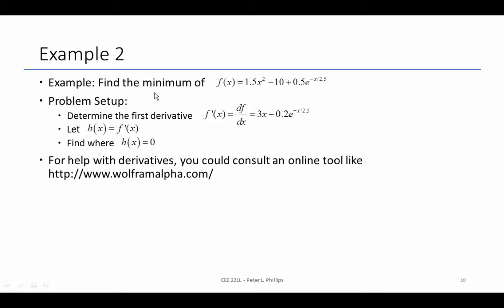The next example here is find the minimum of that same equation. So to find the minimum, we first need the derivative. If you take the derivative of f with respect to x, you end up with 3x minus 0.2 e to the negative x over 2.5. So if we want to solve for the minimum, we let this h of x function equal the first derivative and figure out where h of x equals 0. If you do need help with derivatives, a pretty cool tool is wolframalpha.com, and you can use that to check your derivatives if you're still taking a calc class.